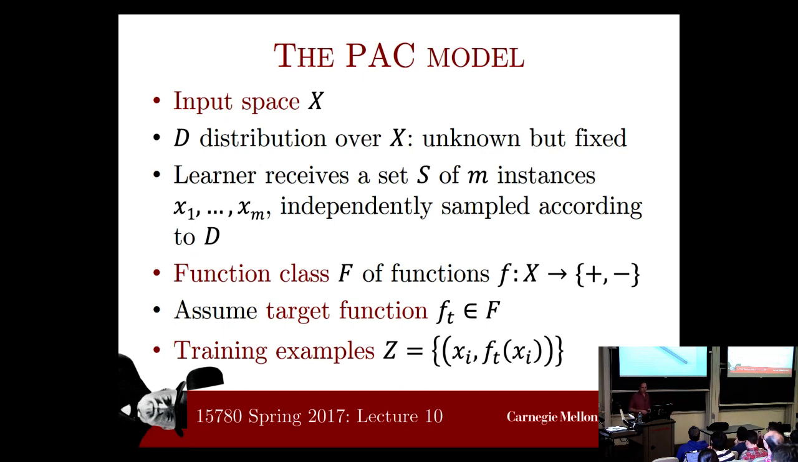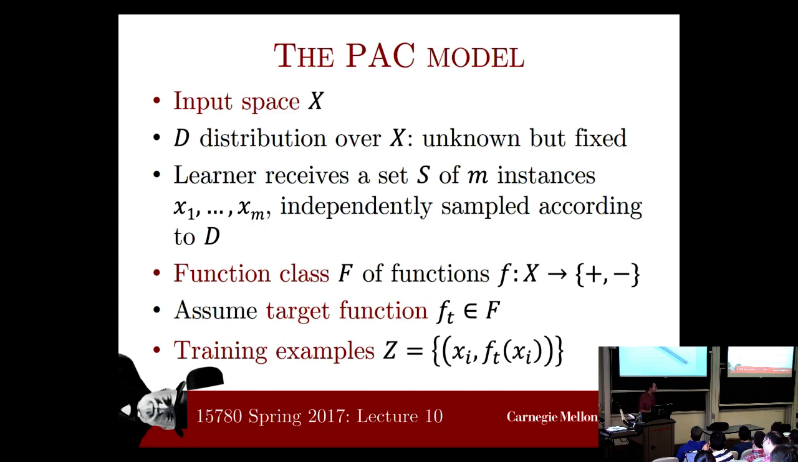Now, we also have a function class, capital F, of functions that map the input space to plus or minus. So we're going to focus for almost all of the lecture, I'll just mention at the end something else, but we'll focus on classification. So we think of functions that take every point in the input space and assign it a label. It's either a positive example or a negative example. And our function class is called capital F.